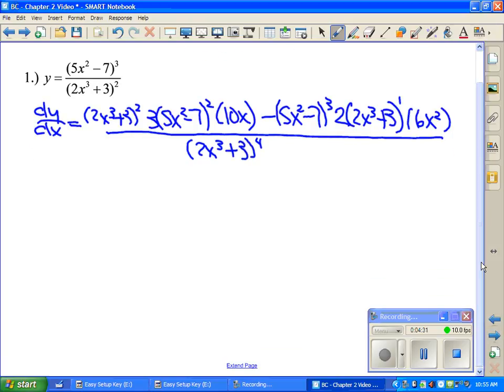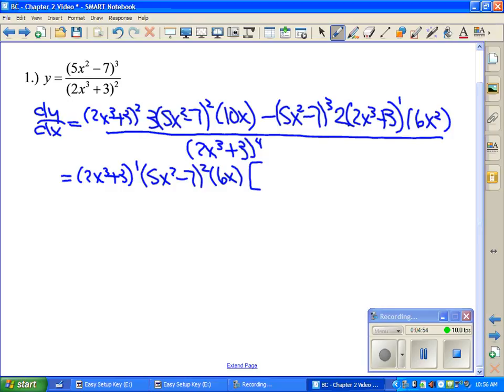Instead, I want to factor. So if you notice in both terms, it looks like I can factor out a 2x cubed plus 3 to the first power. I can factor out a 5x squared minus 7 squared. I've got a 30x and a 12x squared, so I will also factor out a 6x. And then whatever's left over, I will eventually combine together.